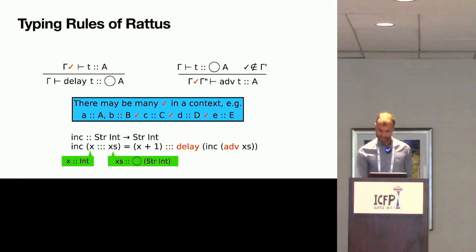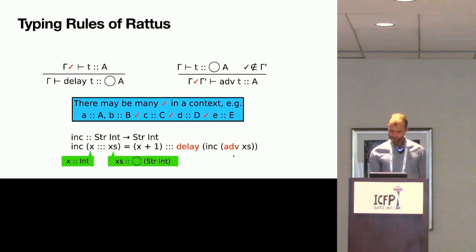In particular, it forgets all the stuff to the right of it, because this refers to data that was accumulated in the future, and now we're going back. And so now we use that down here in the definition of inc to produce this argument to the inc function, which has to be of type stream of int, but xs is of type later stream of int. And it makes use of the fact that the delay has introduced the tick to the context. All right, so this is how we interact with the circle modality, the later modality in Rattus.